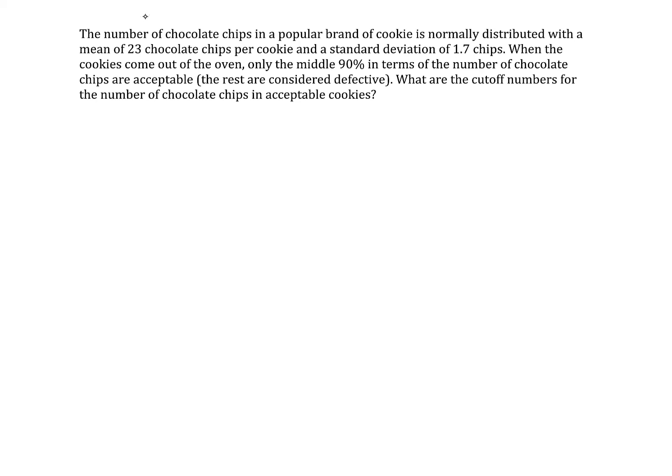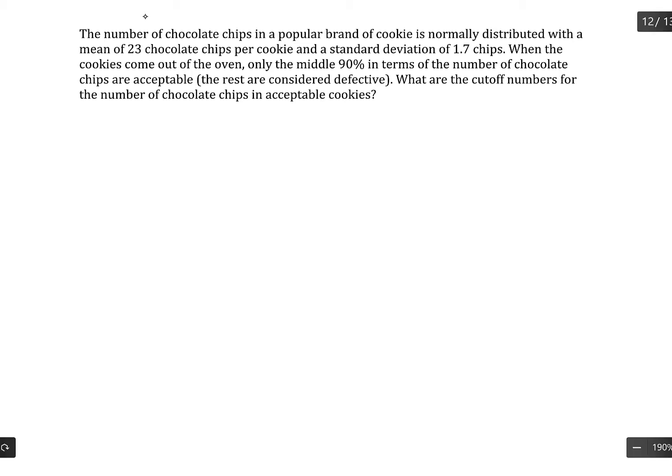The number of chocolate chips in a popular brand of cookie is normally distributed with a mean of 23 chocolate chips per cookie and a standard deviation of 1.7 chips. When the cookies come out of the oven, only the middle 90% in terms of the number of chocolate chips are acceptable. The rest are considered defective. What are the cutoff numbers for the number of chocolate chips in acceptable cookies?